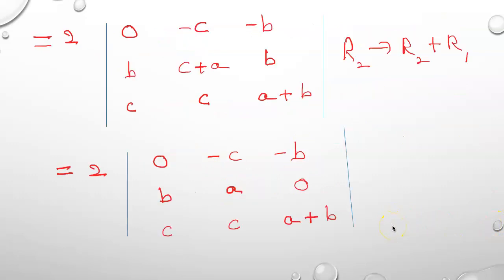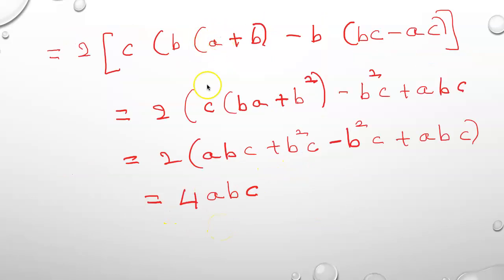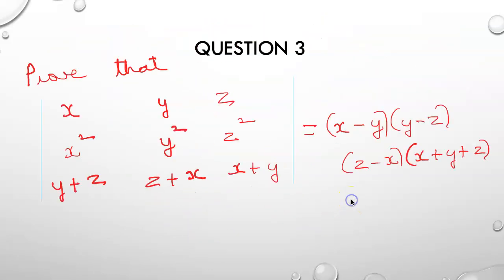And how do you expand it? 2 into, this is 0, plus C into B into A plus B, and then you have 0 minus B into BC. So you get it as 4ABC.